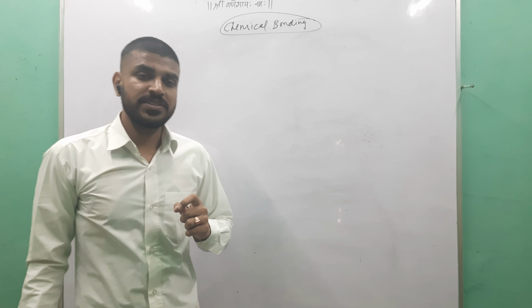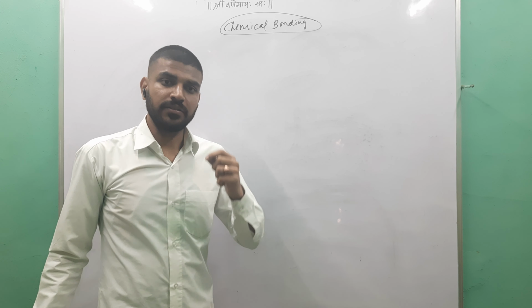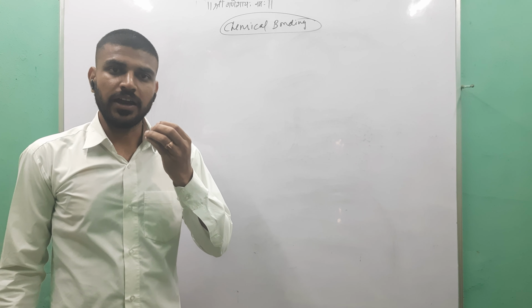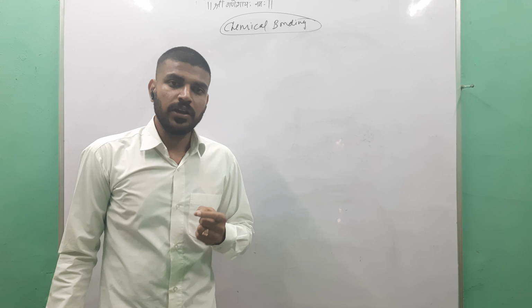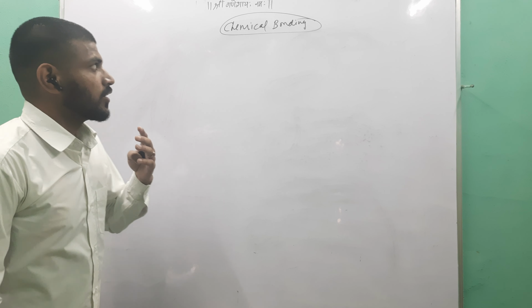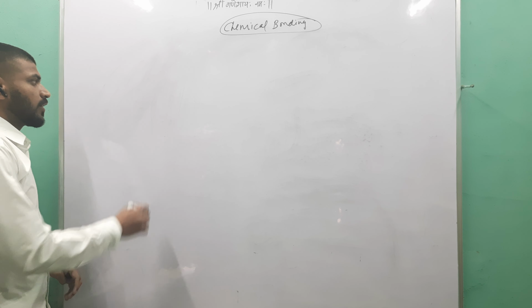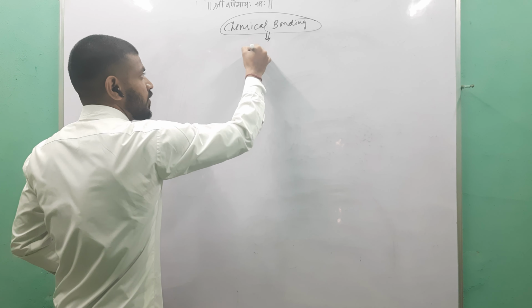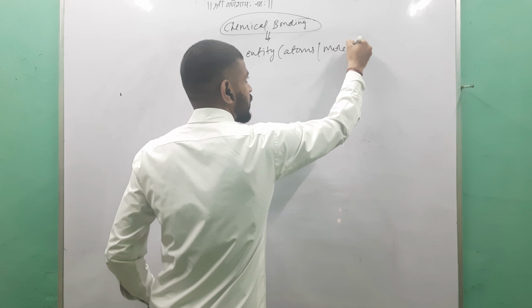Before studying chemical bonding, we have to study atoms, molecules, and ions. I expect that everyone knows what an atom is, what a molecule is, and what ions are. So I'm not describing it, because I think you all know about this. This is fundamental, this is the basics. So the first part of bonding is knowing about the entities, which are atoms, molecules, and ions.